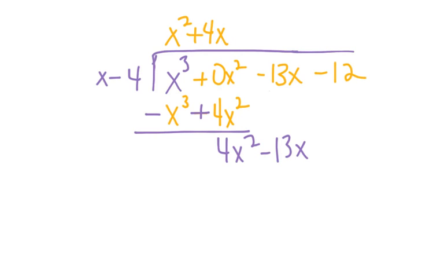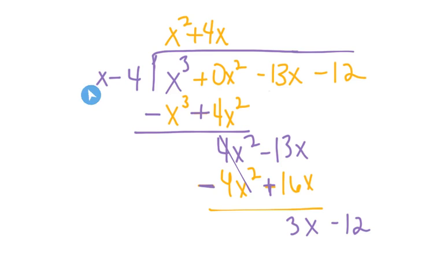Take our 4x, multiply it by both parts of our divisor, and we get a 4x squared, a 4x squared minus a 16x. We'll have a sign change. This now becomes positive. This is negative. And we're left with, well, our x squareds cancel. So we have a positive 3x. And bring down the negative 12.